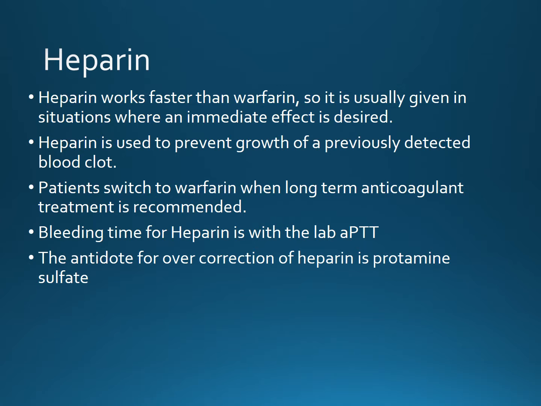Usually patients switch to warfarin PO when long-term anticoagulant therapy is recommended. The bleeding time for heparin is determined by the lab APTT, as you know, and the bleeding time for warfarin is determined by the PT and INR. The antidote for overcorrection of heparin is protamine sulfate, and the antidote for warfarin is vitamin K.